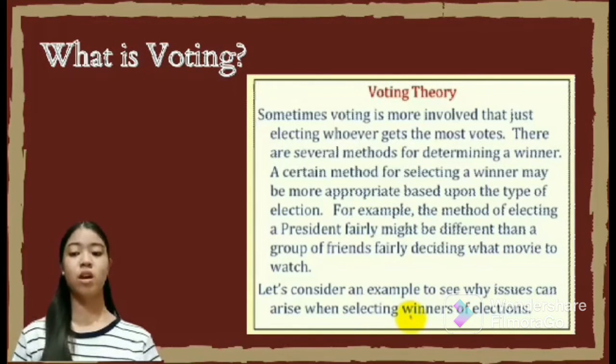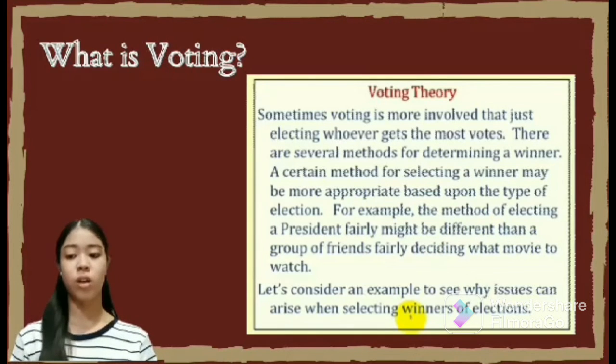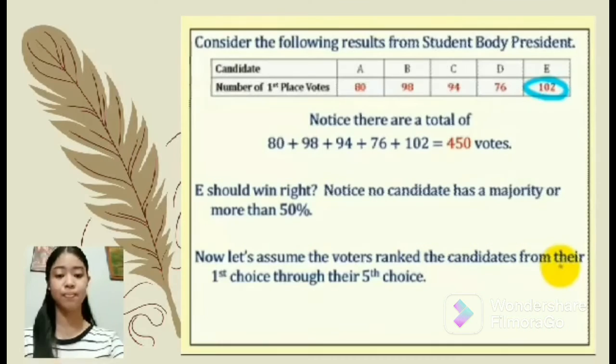What is voting? Voting is sometimes more involved than just electing whoever gets the most votes. There are several methods of determining a winner. A certain method for selecting a winner may be more appropriate based upon the type of election. For example, the method of electing a president fairly might be different from a group of friends fairly deciding what movie to watch. Let's consider an example to see why issues can arise when selecting winners of an election.